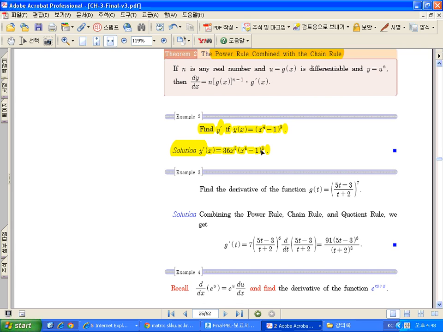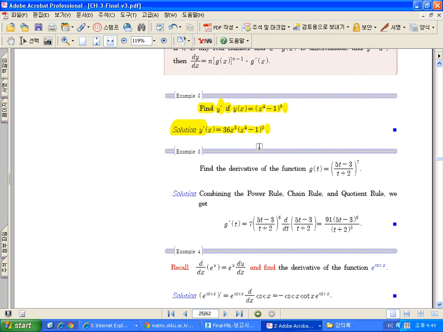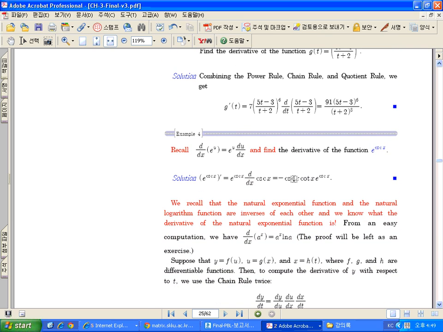Same thing. The example shows if y is equal to (x to the fourth minus 1) to the ninth power, then the first derivative is 9 times (x to the fourth minus 1) to the eighth power times the derivative inside, which is 4 times x cubed, which makes 36 times x cubed times (x to the fourth minus 1) to the eighth power. Okay, that's the way. So you know the chain rule well.